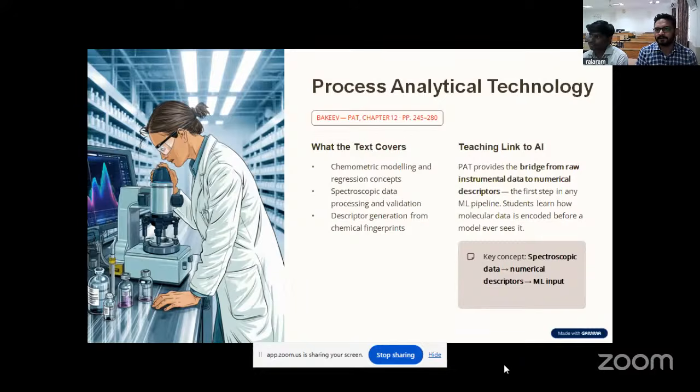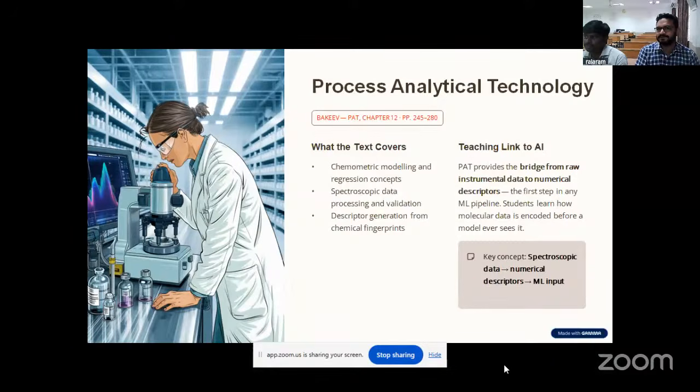So in this, normally what is covered is chemometric modeling, spectroscopic data processing and validation, and descriptor generation from chemical fingerprints. Next, the teaching link to AI. PAT provides the bridge from starting raw material to the final product in the total pipeline. So students learn how molecular data is encoded before a model ever sees it.